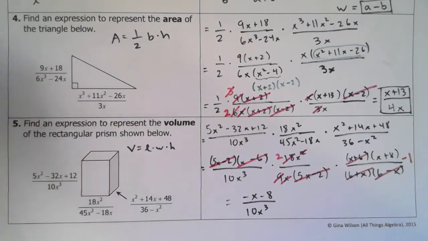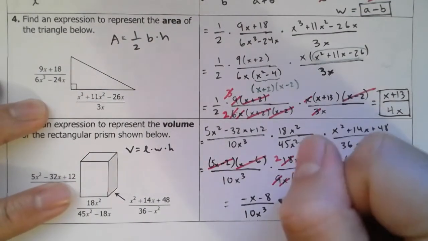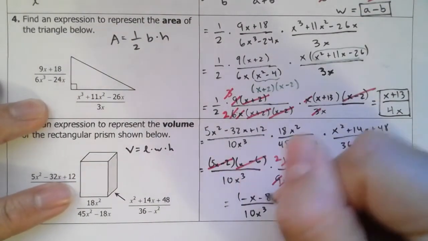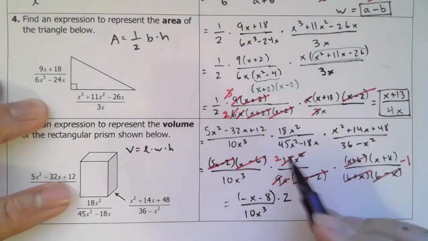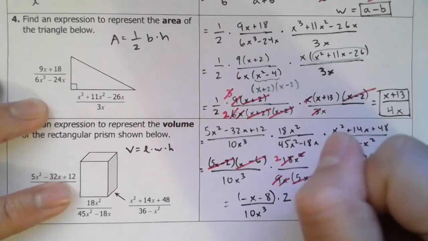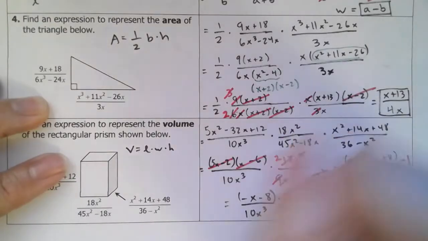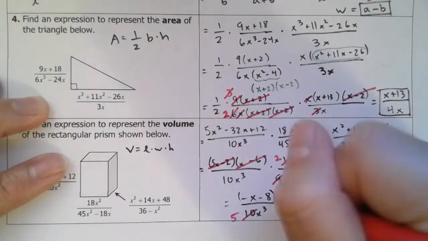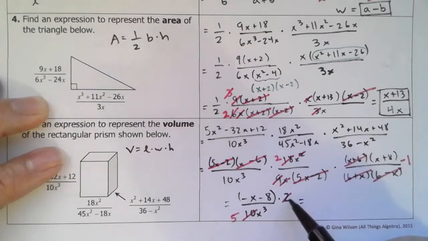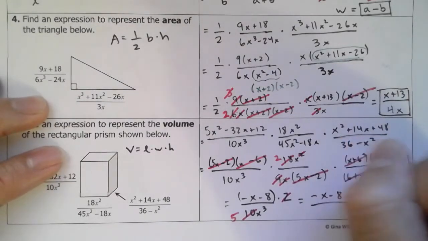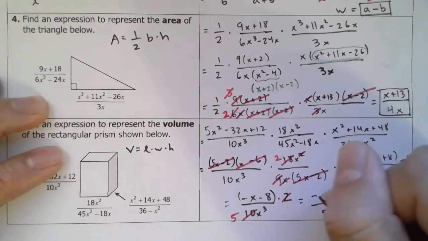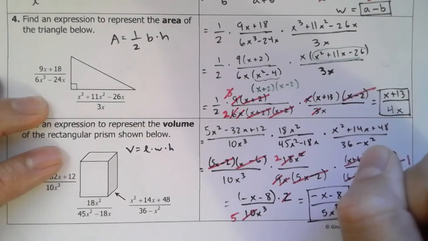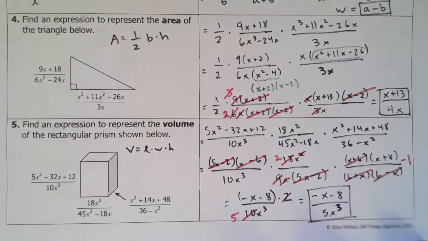Oh no. Forgot this 2, right? So times 2. Whoops. I forgot this 2 here. So they don't cancel, right? Simplify. 2 over 10 becomes 1 over 5. So negative x minus 8 over 5x to the third. That's it. Next page.